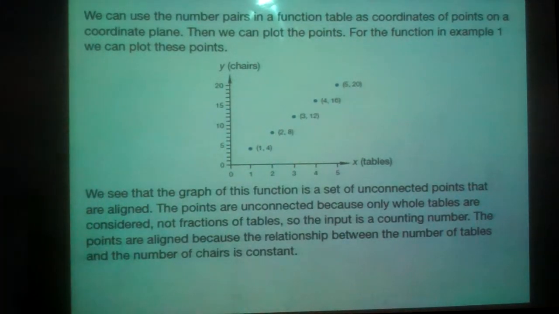So it's tempting, and even when I said that you could connect them, this one we can't. But in most graphs, we will connect our points, alright? They are aligned still though because we had a constant that we're multiplying by, which was 4.